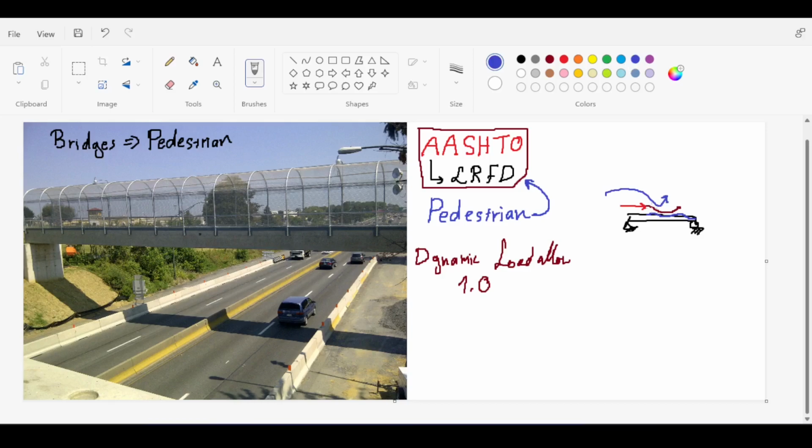Anyway, now this happens because there is a relationship between the speed at which something is moving and the dynamic effects of the moving vehicle. This will not happen unless you have Superman or Flash running here, or even Goku, this will never happen at all. So you don't have dynamic load allowance. That's what I'm trying to say.